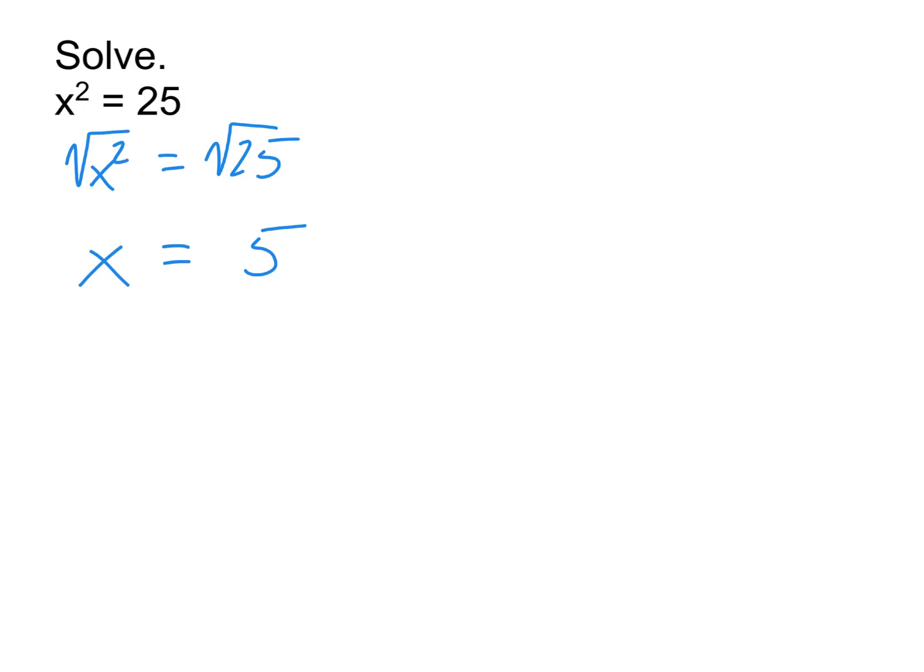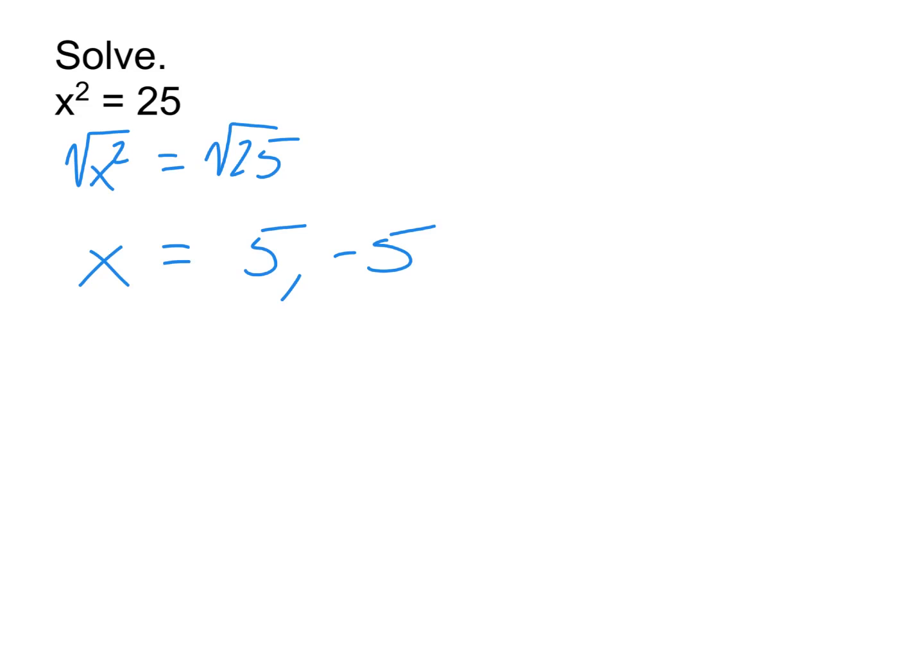However, that's not entirely correct. Because what number squared equals 25? 5 and negative 5, yeah. There's actually two different answers, 5 and negative 5. Because negative 5 squared, a negative times a negative, is a positive. So negative 5 squared is also 25.